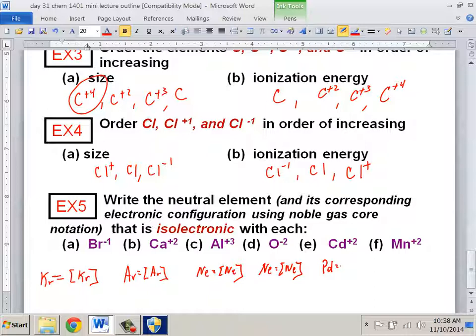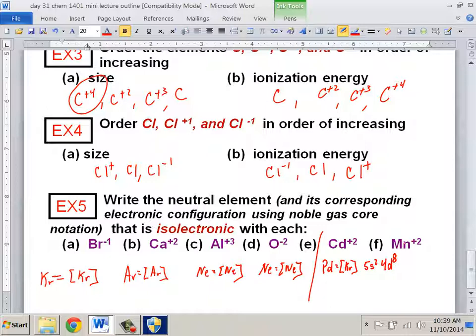So what did you write? What's the noble gas core? Krypton. Then what did you write after that? Connor, what did you write after that? 5s2, 4d8. Does that make sense?